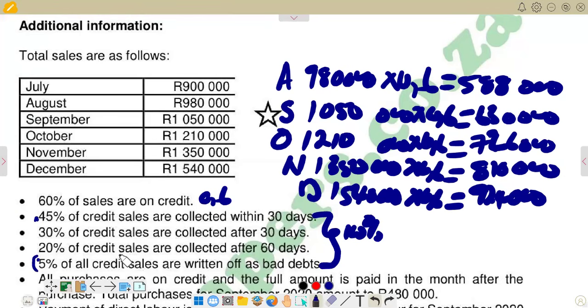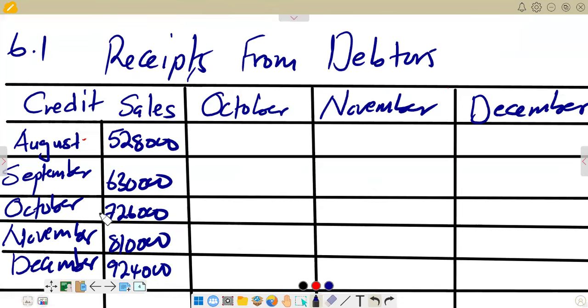And try to see here, we are having 45% of credit sales closed within 30 days. So it means that month we've got 45%. So we come here. We are saying for October, being received in October: October credit sales being received in October. So we've got 726 times 0.45.